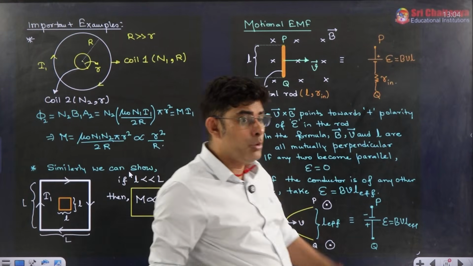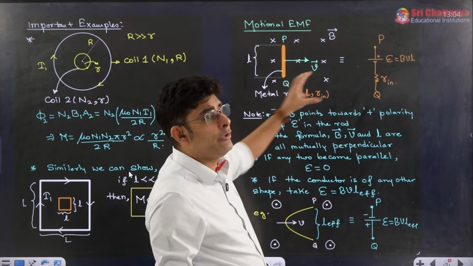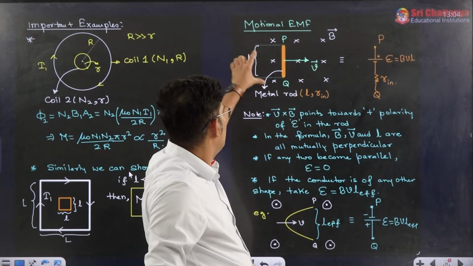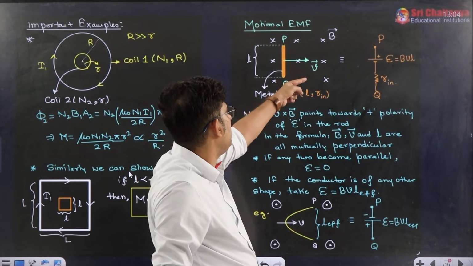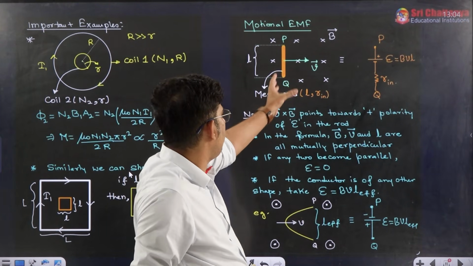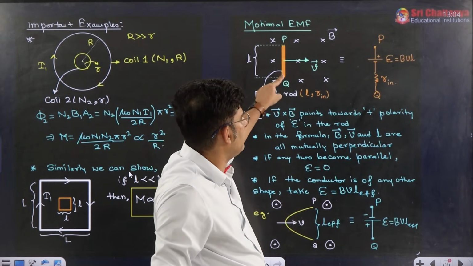Next we come to motional EMF. Motional EMF arises when we have a conductor moving, or made to move, in a transverse magnetic field. If it has a length L and velocity V, what happens? There is an EMF induced in this, and positive and negative polarities appear at the ends of the rod.